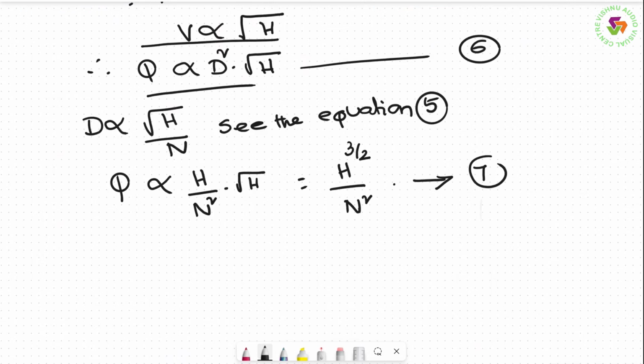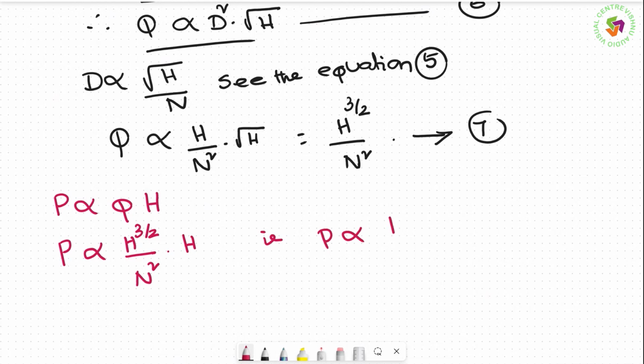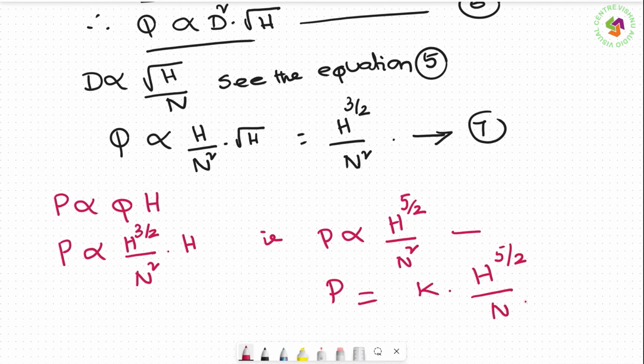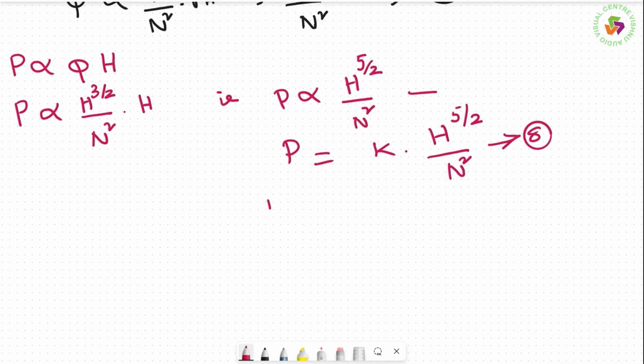So already we know the fundamental equation, equation 2, is P is proportional to QH. Therefore, P is proportional to H to the power of 3 by 2 by N square into H. That is, P is proportional to H to the power of 5 by 2 by N square. So this equation we can write as P is equal to some constant of proportionality into H to the power of 5 by 2 by N square. I can call it the 8th. So finally, I got an equation for P where K is some constant of proportionality.